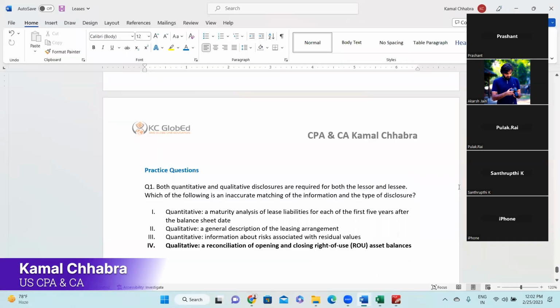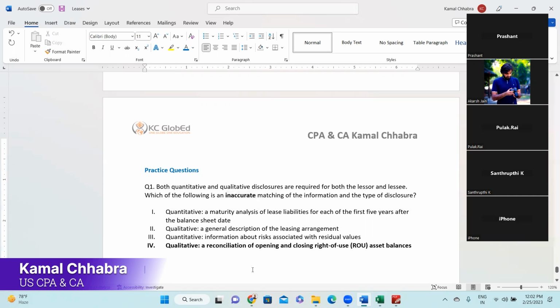Cool. So let's do a practice question. Both quantitative and qualitative disclosure are required for both the lessor and lessee. Which of the following is an accurate matching of the information and type of disclosure? So out of these 4 statements, which one is correct basically? Oh, sorry, my bad. It says inaccurate matching. Which one is the inaccurate matching?